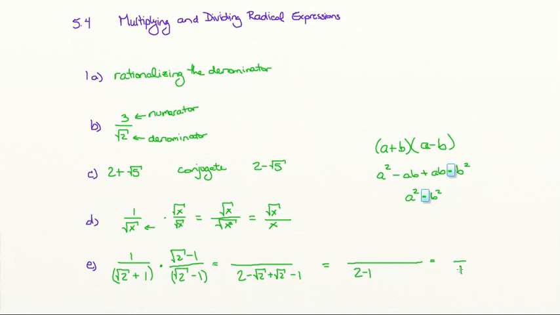So I'm just looking at the denominator here. And then the numerator I just do as well. So that'll be 1 times this, root 2 minus 1 at the top. So the answer here would be root 2 minus 1.